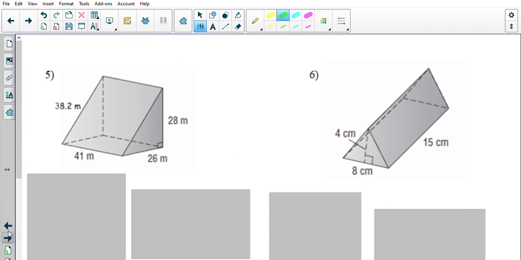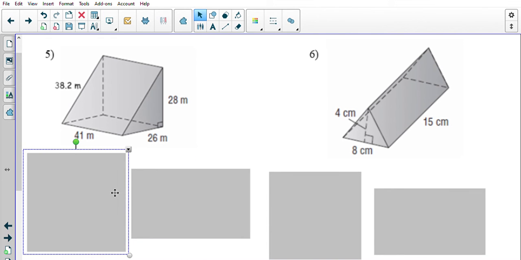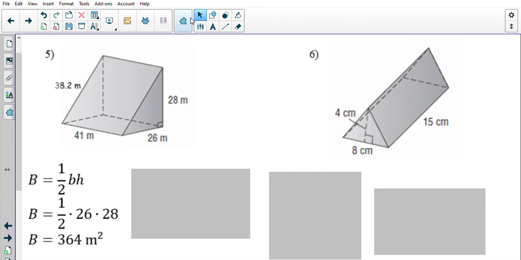All right, let's take a look at number 5. So for question number 5, we also have a triangular prism. Let's start by finding the area of the base, which again will be a triangle. I'll highlight this guy in yellow. This is going to be a triangular base. Remember, the base doesn't have to be what it's sitting on. If it's a triangular prism, that base is a triangle.